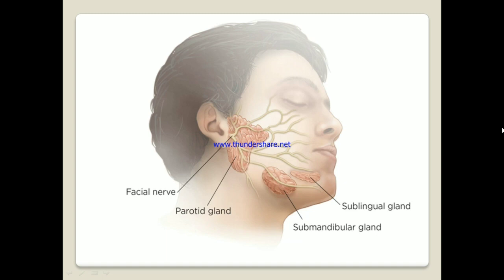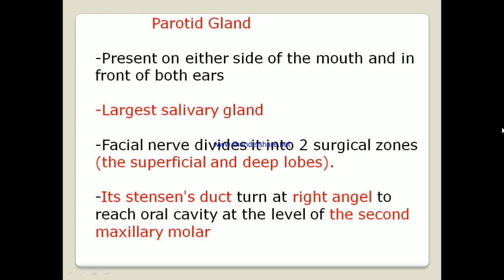Illustration of the major salivary glands: the parotid gland, the sublingual gland, and the submandibular gland, along with the facial nerve. Parotid gland. Present on either side of the mouth and in front of both ears. Largest salivary gland. The facial nerve divides it into two surgical zones, the superficial and deep lobes. Its Stenson's duct turns at a right angle to reach the oral cavity at the level of the second maxillary molar.